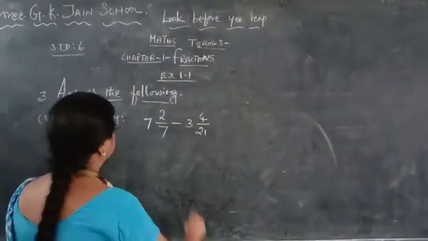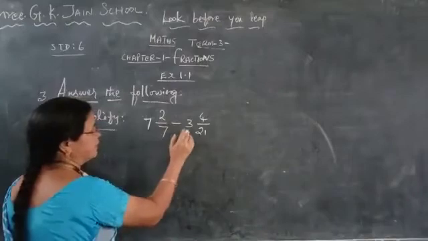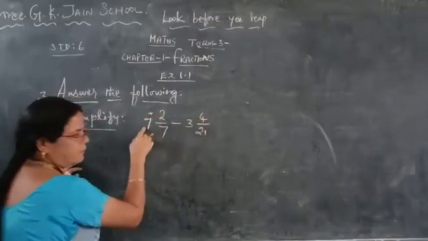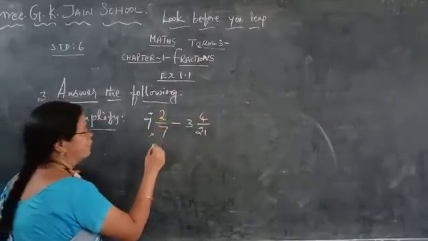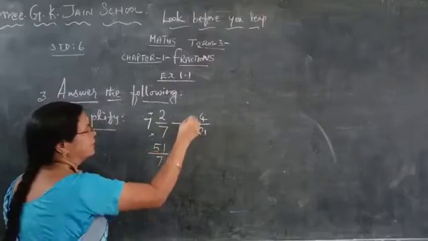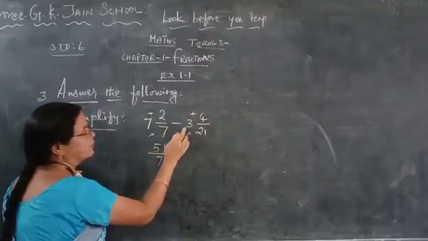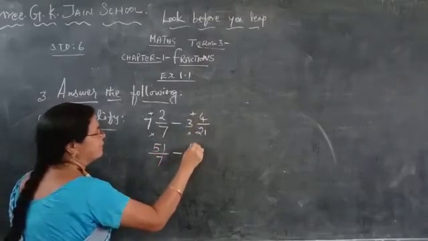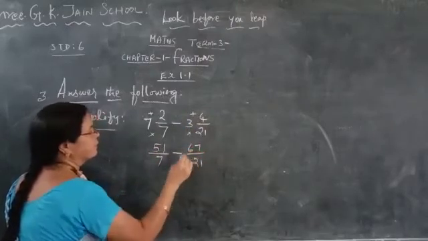Okay, in this sum simplify 7 2 by 7 minus 3 4 by 21. So into plus: 7 sevens are 49, 49 plus 2 how much? 51. So 51 by 7, and this minus sign, and here into and plus: 21 threes are how much? 63. 63 plus 4 how much? 67. So you get 67.